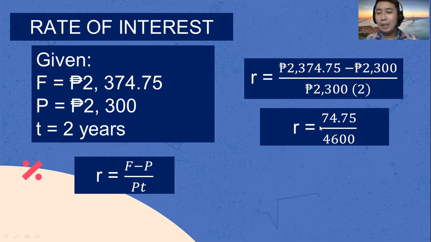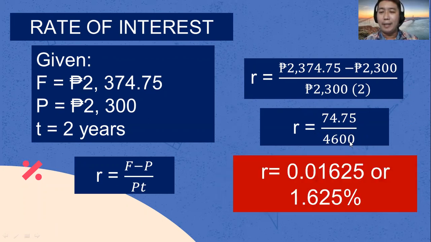Let us now divide 74.75 divided by 4,600, and the answer is 0.01625, or if you want to convert this decimal point to percentage, just move twice to the right, that is 1, 2, 1.625%, or you can multiply 0.01625 by 100, and you will get the answer, that is 1.625%. Okay? 1.625%.